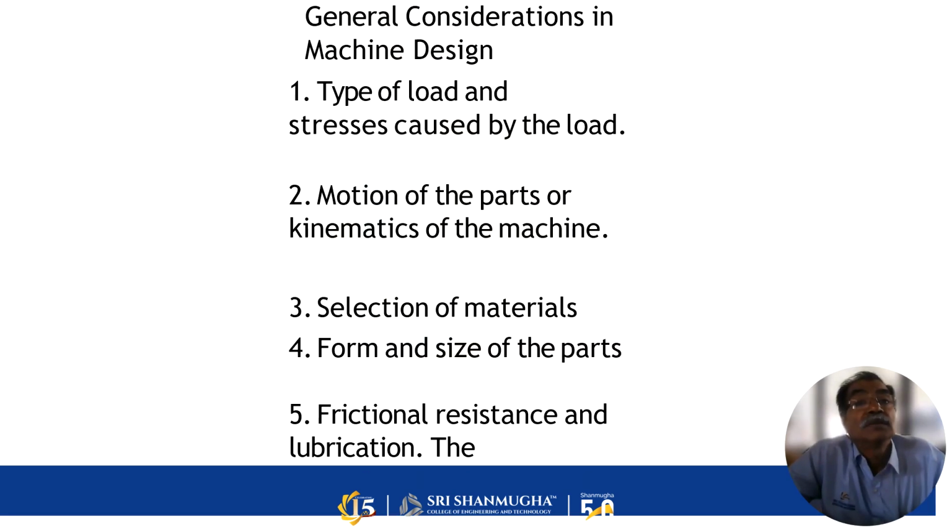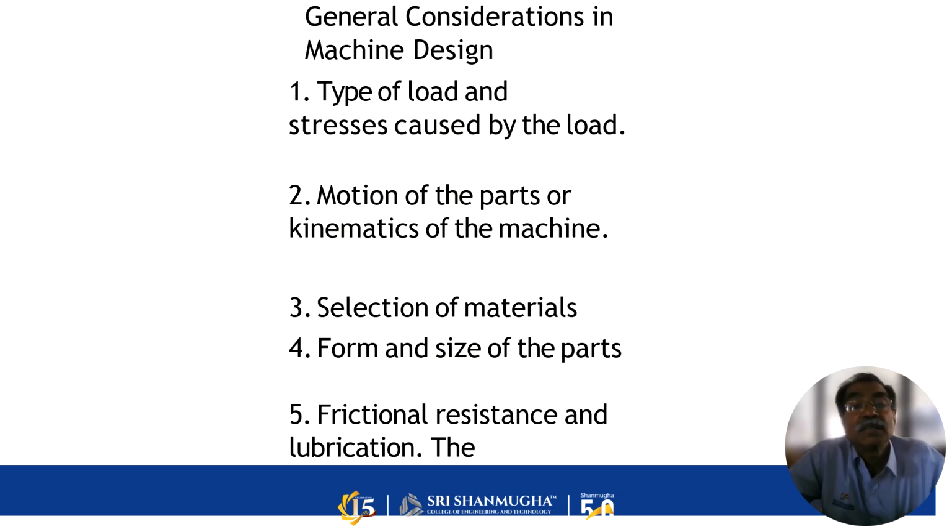Now, there are some general considerations in machine design. First is the type of load and stresses caused by the load. The load on the machine component may act in several ways due to which the internal stresses are set up. So this has to be taken care of. The second aspect is the motion of parts and kinematics of the machine. The successful operation of any machine depends largely upon simple arrangement of the parts which will give the motion required. So different types of motions are rectilinear motion, curvilinear motion, constant velocity motion, constant and variable acceleration motion, etc.